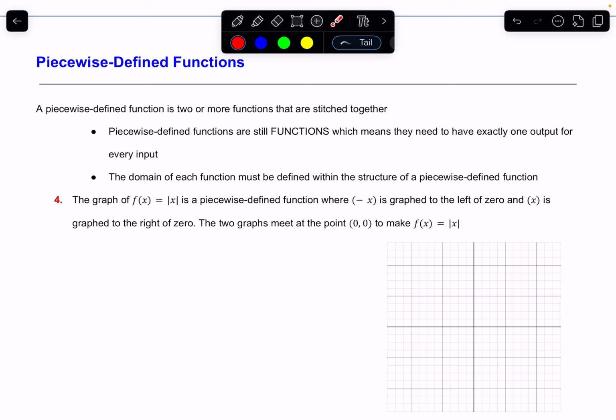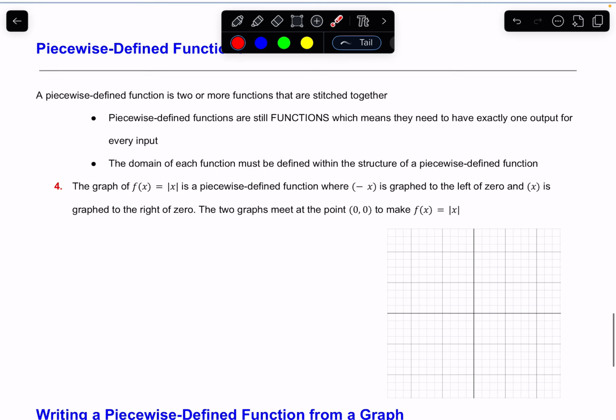They have to be separate. All right, so now the way this relates to absolute value of x, the graph of f of x equals absolute value x is a piecewise defined function where it's negative x on the left of 0 and positive x on the right of 0. The two graphs meet at the point 0, 0 to make the actual function. So we saw that the graph looks like a V that goes to the origin. So there's our V shape. That's what absolute value of x looks like. But let's see specifically why.